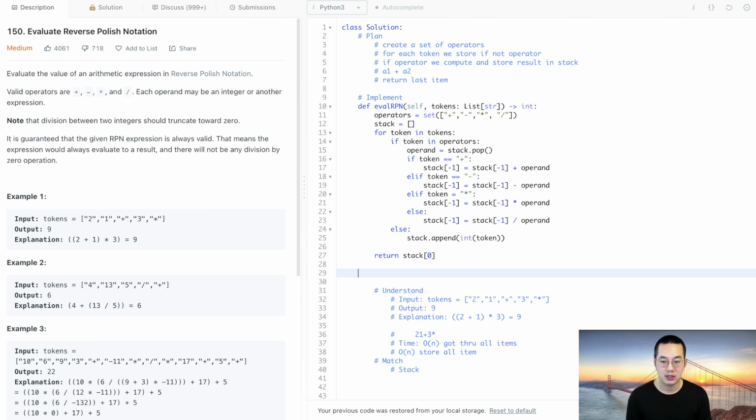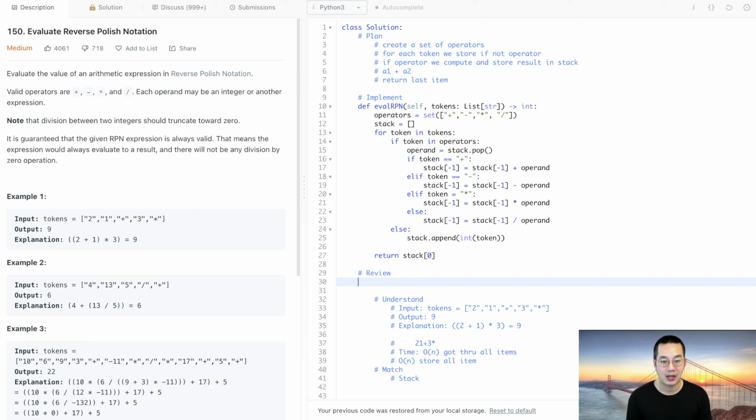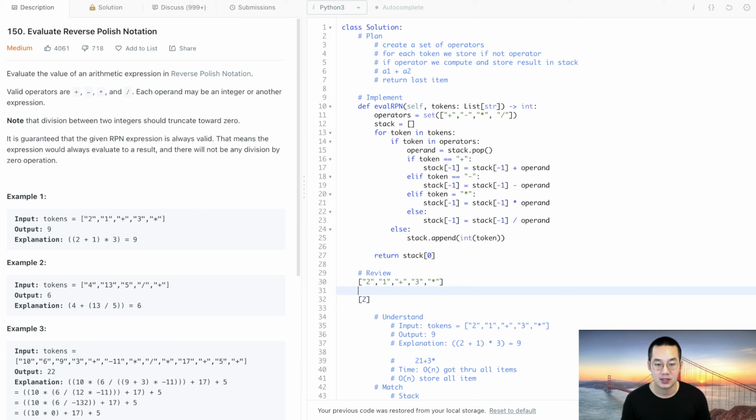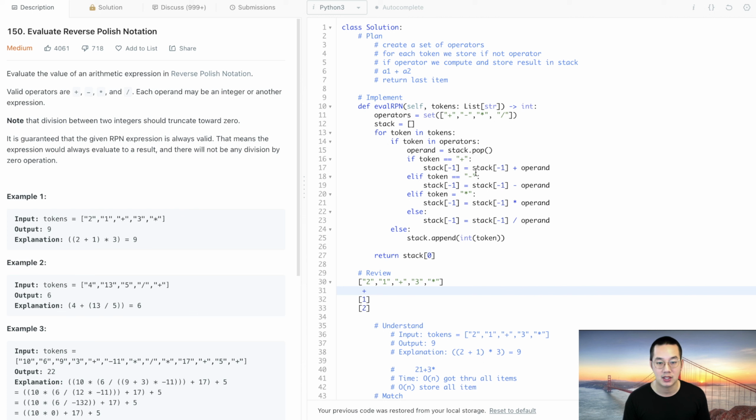We should do a review. Let's review it and make sure that we are getting the right input and output. We have a stack. We put 2 in, then we put the 1 in. Then we see a plus, which means it's an operator. So we pop the first one; the operand is equal to 1, and 2 is the other operand. We do addition on them, so we get a total of 3 into our stack.